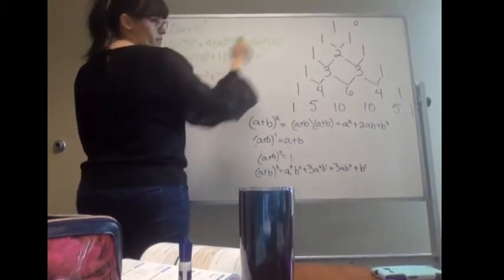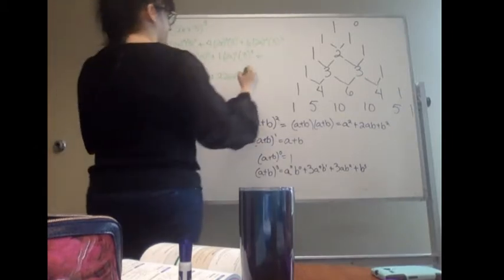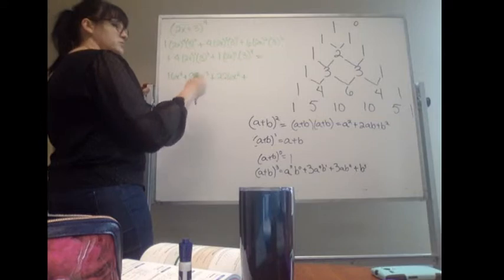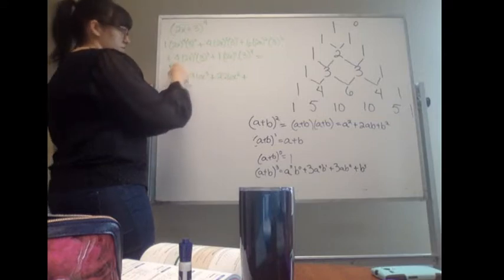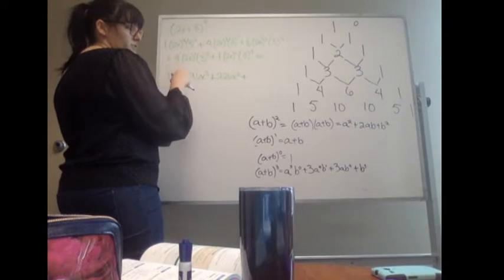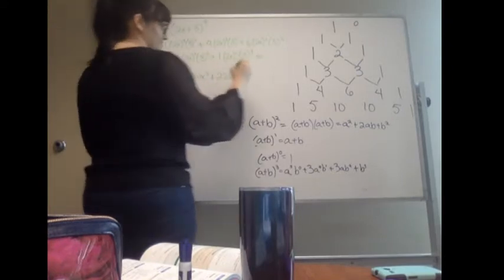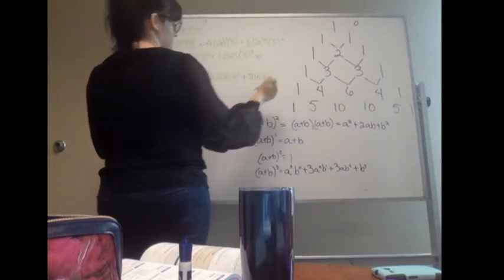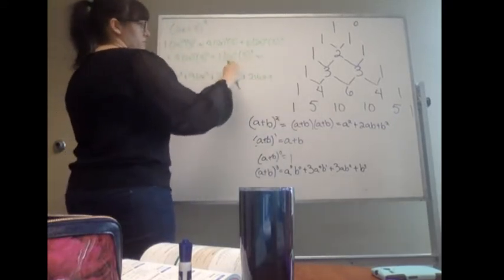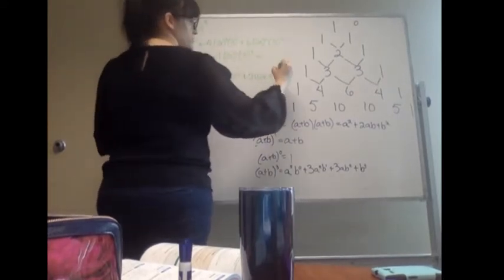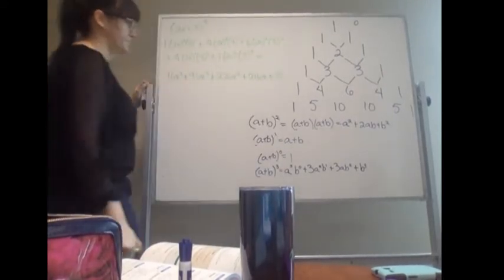x squared. Okay? 2 to the first is just 2, times 4 is 8. 3 cubed is 27. So 8 times 27, 216, x. And then lastly, 1 is just 1. Anything to the 0 is just 1. So we have 3 to the 4th, which is 81. There you go.